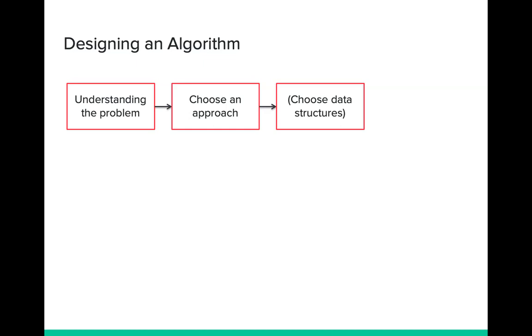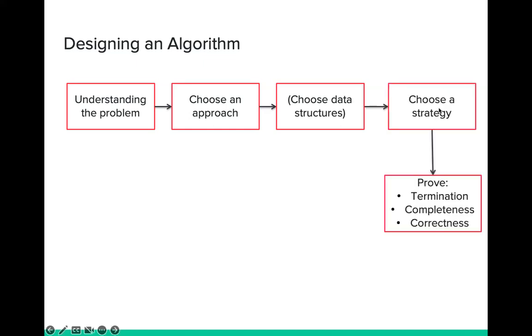Okay. Next, we choose a strategy, and in order for us to assess the performance of the strategy, we have to make sure that your program terminates. All right, and then the program is also complete, and it is also correct. So finite termination means that an algorithm should produce the desired output after a finite number of steps for any input in the set.